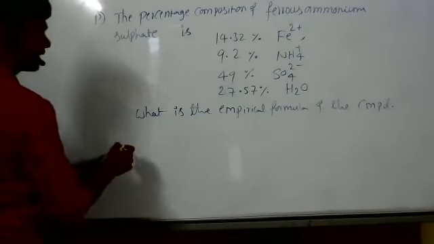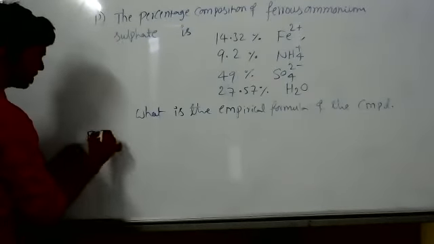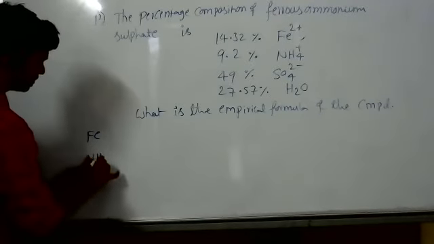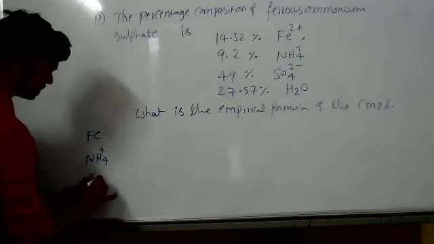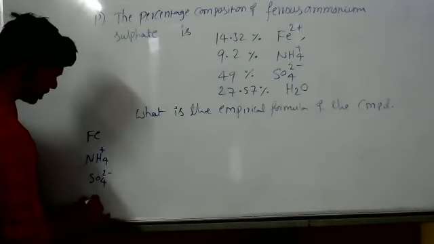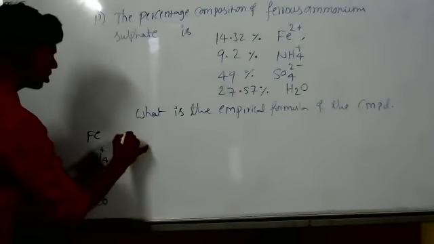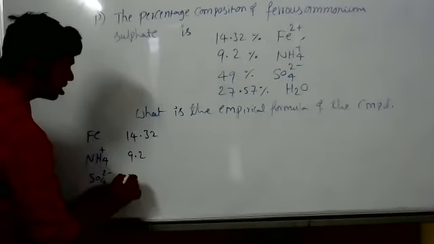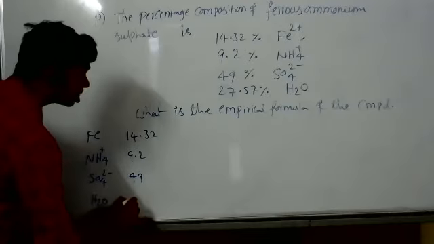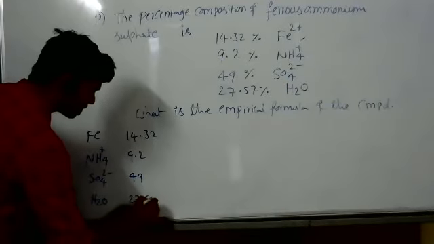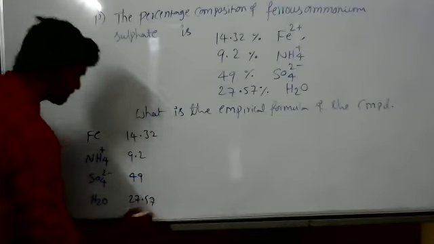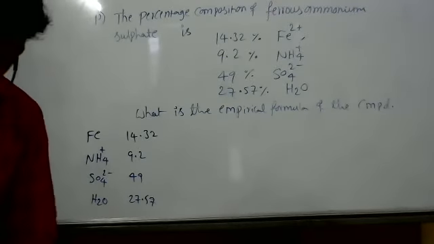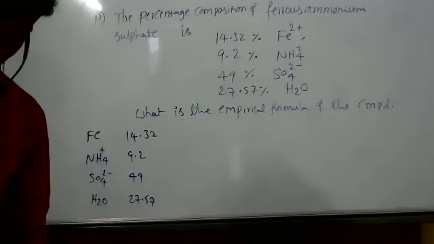Right. Here the only element is iron. The remaining are all given as ions and molecules: iron, ammonium, sulfate, and water. Iron is 14.32, ammonium is 9.2, sulfate is 49, H2O is 27.57. Will they not give the mass of these? Only iron is given. For the remaining species we have to calculate.